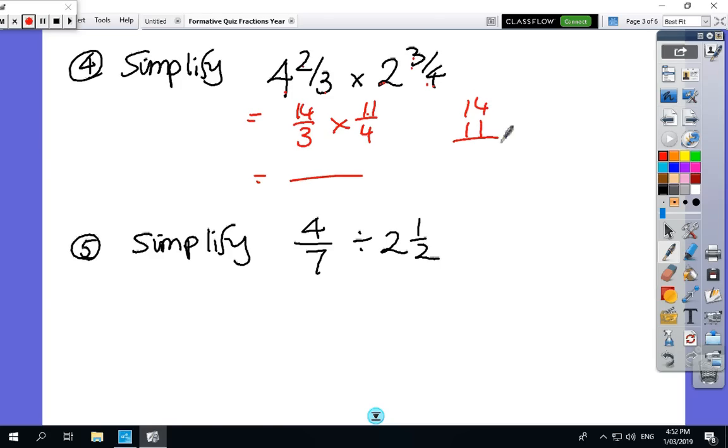14 times 11. 1 times 4 is 4. 1 times 1 is 1. Carry 0. 1 times 4 is 4. 1 times 1 is 1. 4 5 1. So it's 154 on the top. And it's 4 times 3 is 12. So that's the answer.